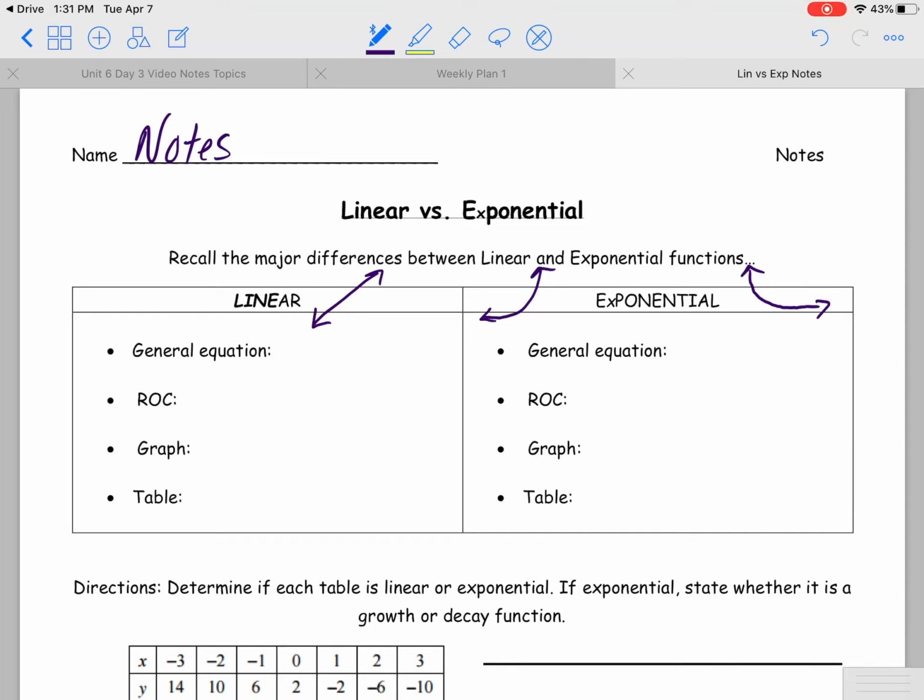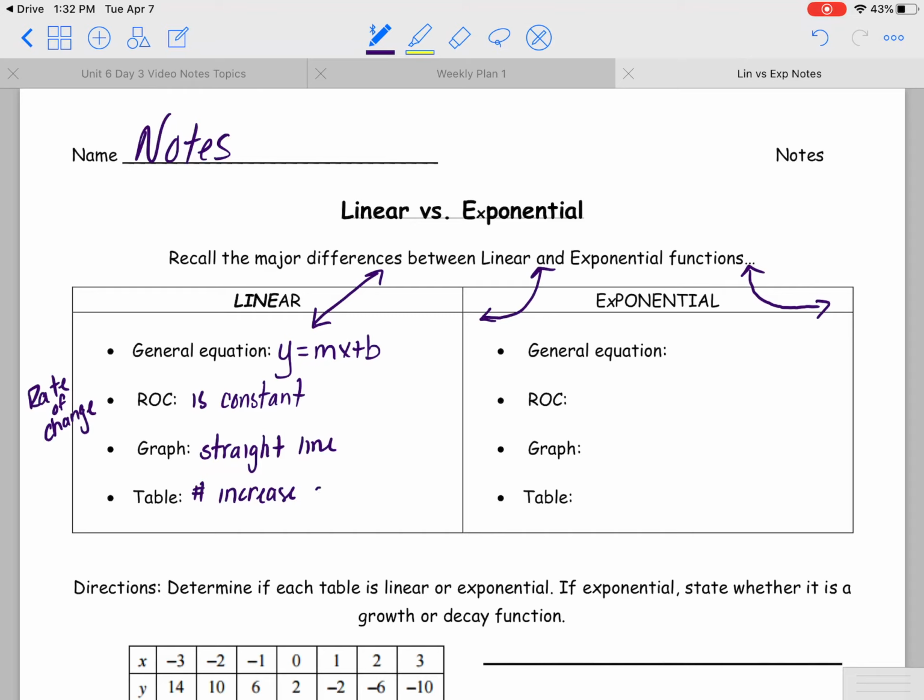decrease really fast, okay? So the general equation for a linear function, as we know, is y equals mx plus b. ROC just stands for your rate of change, and we know that the rate of change is constant in a linear function. So the graphs are always going to be a straight line. And in our tables, we know our numbers are either going to increase or decrease, okay, consistently.